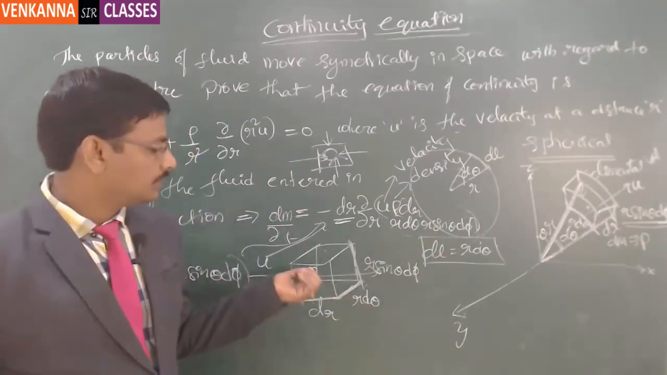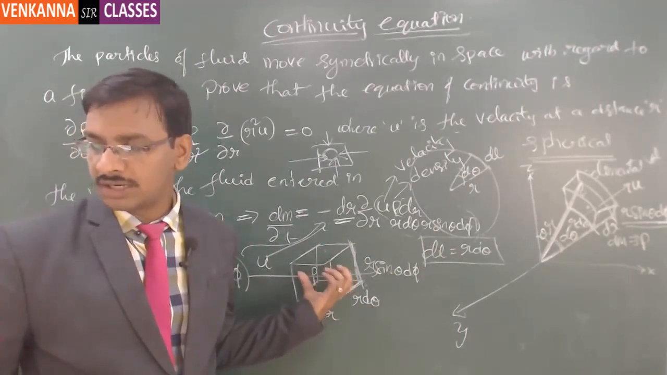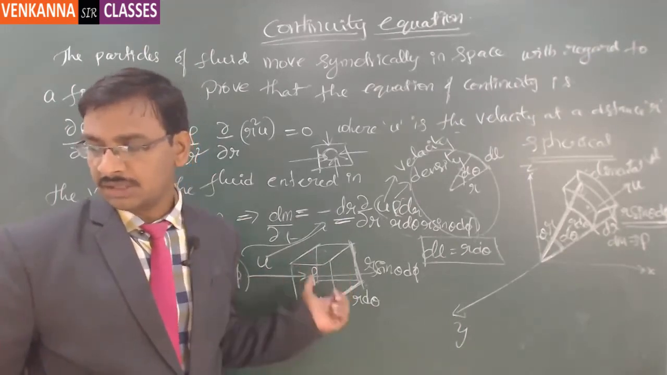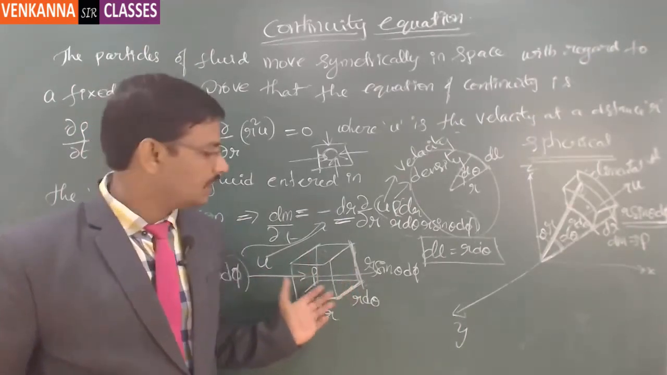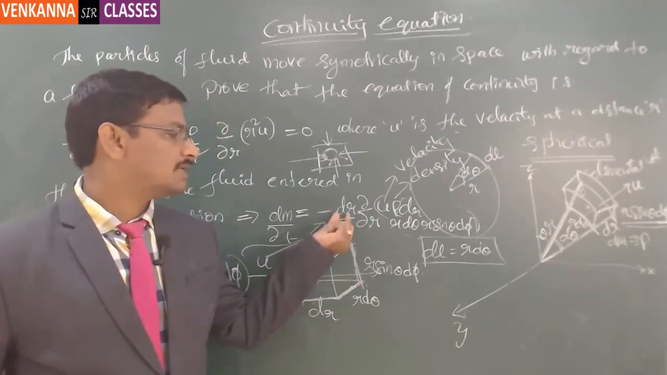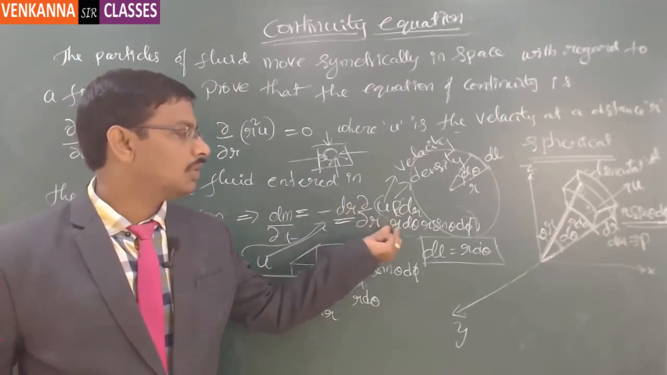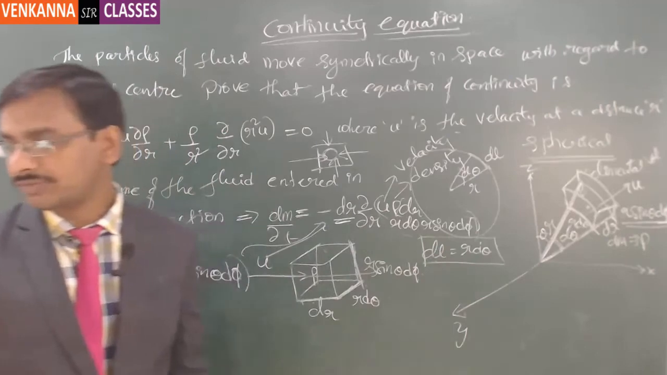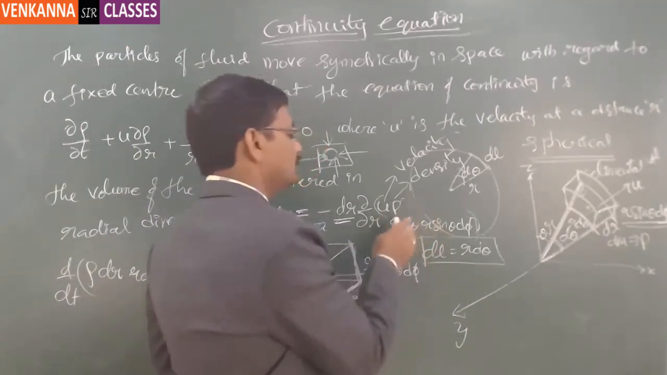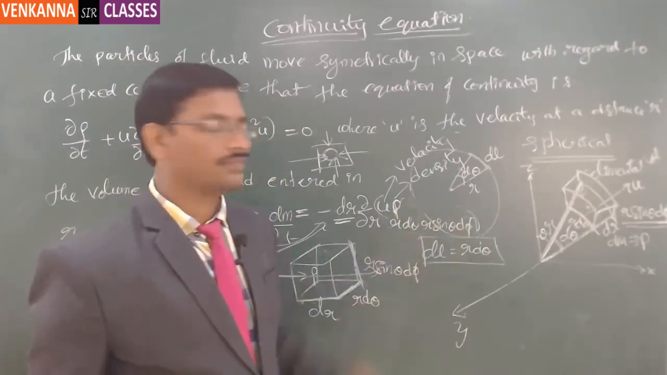Now the fluid entering from all the surfaces should be equal to the rate of accumulation of mass within this particular box. The fluid entering in the radial direction is minus dr into dou by dou r of rho into u into r d theta into r sin theta into d phi. Sorry, this is not dr. So it is u into rho into r d theta into r sin theta into d phi.